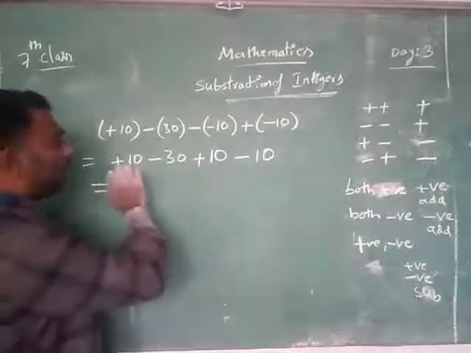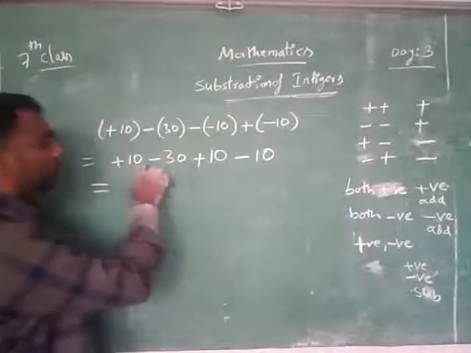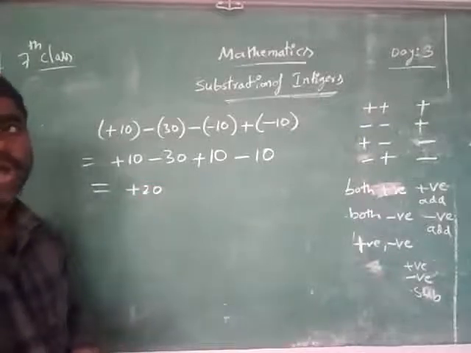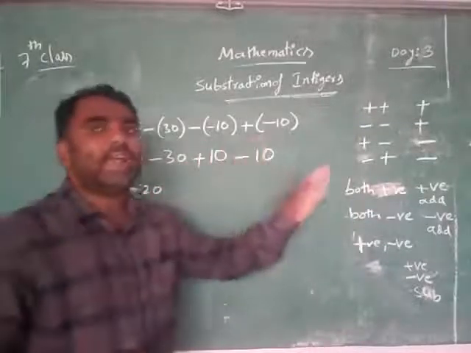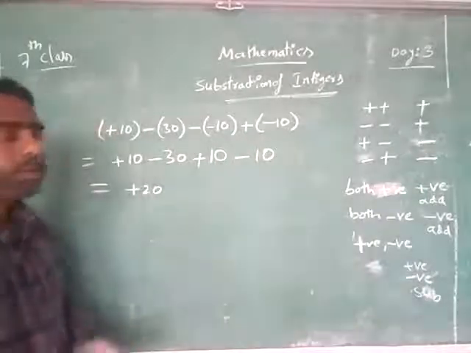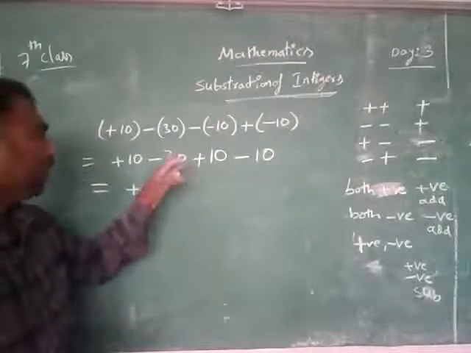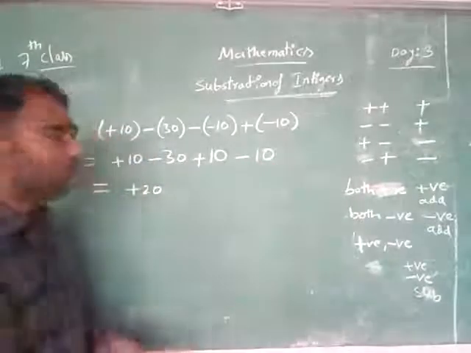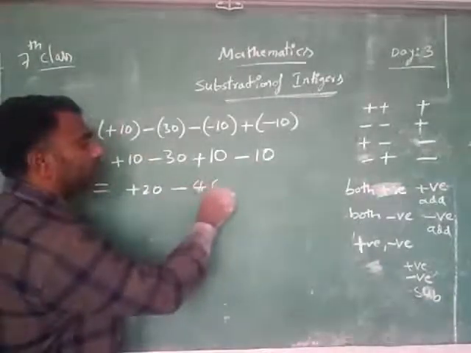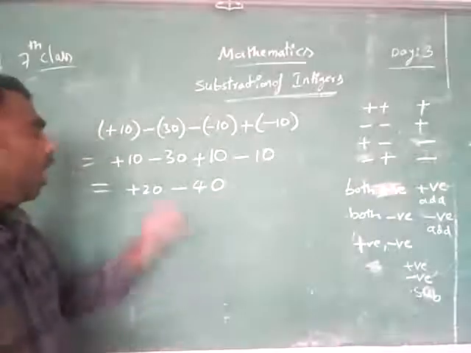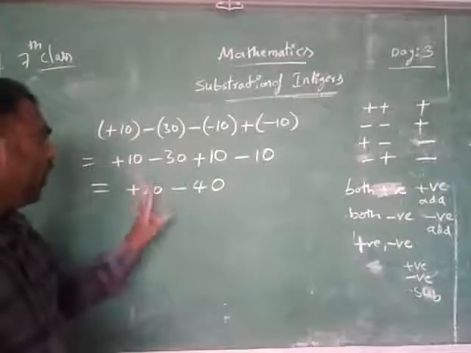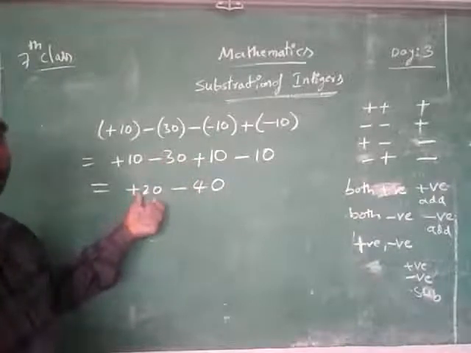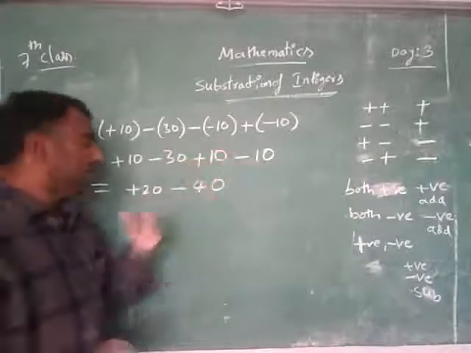Positive, positive, all the positives we add. 10 note, 10 note, 20, and we will write it with the positive symbol. All the negatives you add and use the negative symbol. All the negatives here are 30 and 10. Add them, 30 and 10, 40. So write the negative symbol with 40. All positives you add and all negatives you add. After adding all positives, keep plus. After adding all negatives, keep minus.